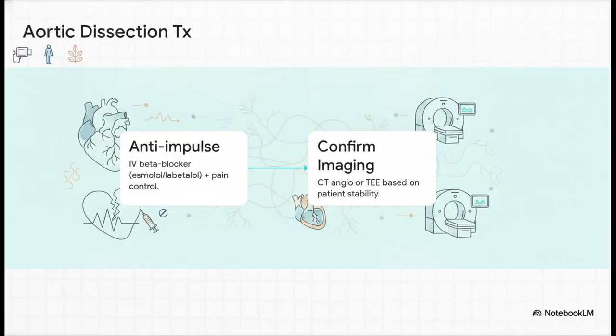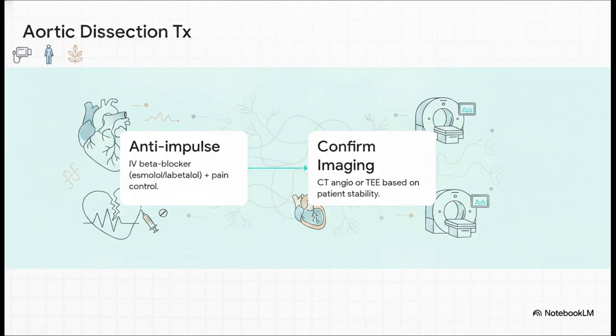Let's shift gears to aortic dissection. Risk factors include chronic hypertension, Marfan syndrome, connective tissue diseases, a bicuspid aortic valve, Turner syndrome, pregnancy, cocaine use, and recent aortic instrumentation. If a patient comes in with that abrupt, tearing chest pain we talked about earlier, you must start anti-impulse therapy immediately. We're talking an IV beta blocker like esmolol or labetalol right alongside pain control.